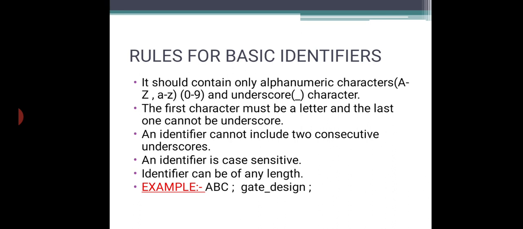An identifier cannot include two consecutive underscores. Also, an identifier is case sensitive. As we discussed above, it can be written in capital letters or small letters. And an identifier can be of any length. As we see in the example below, it may be in capital letters followed by an underscore and design. The underscore should not be at the start and should not be at the end.